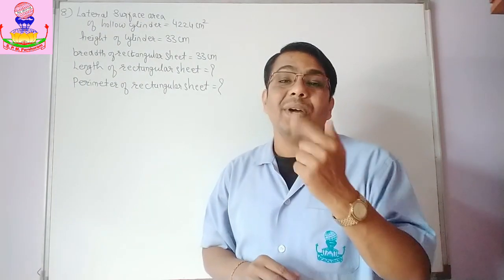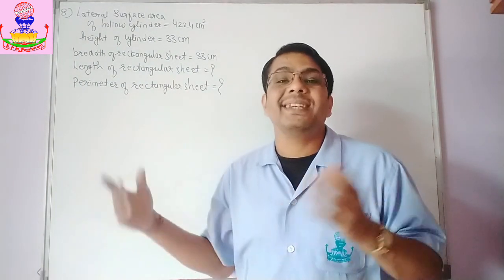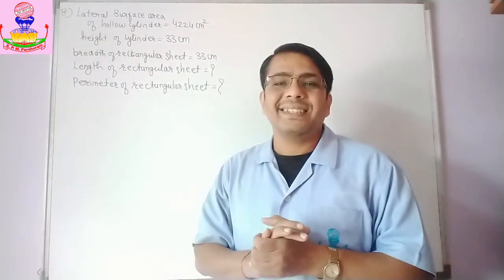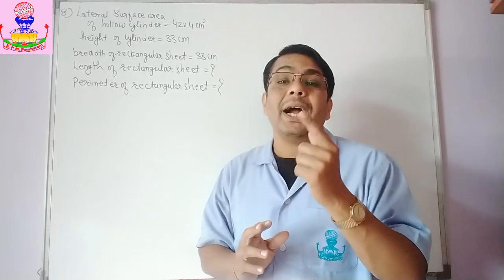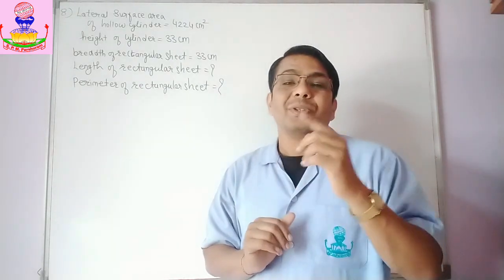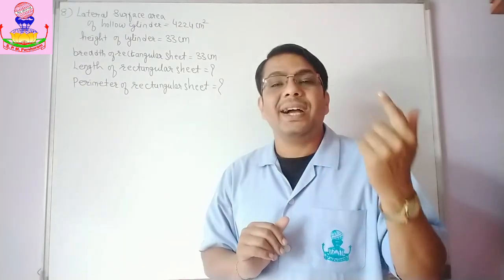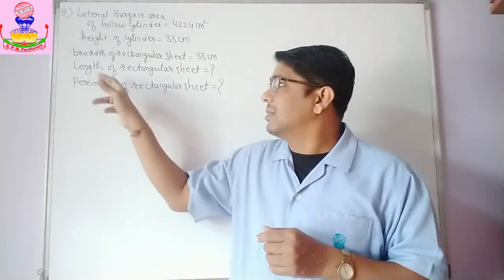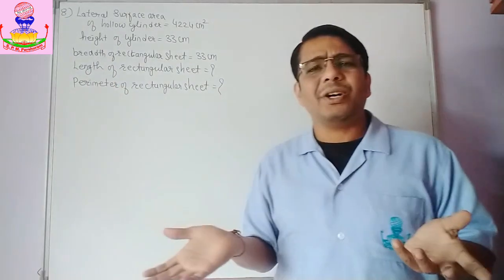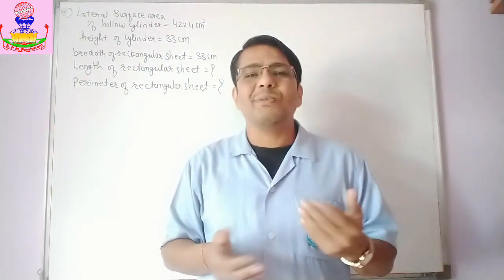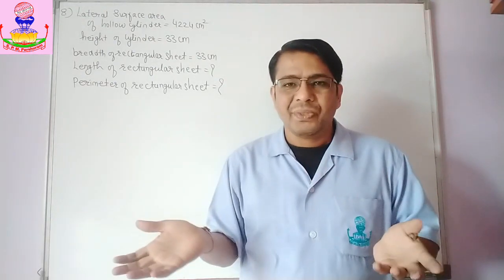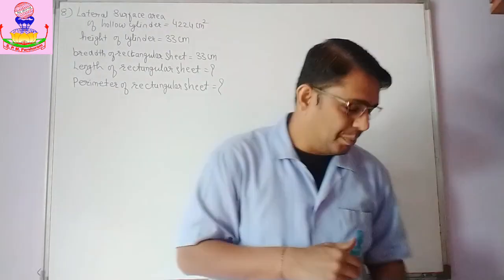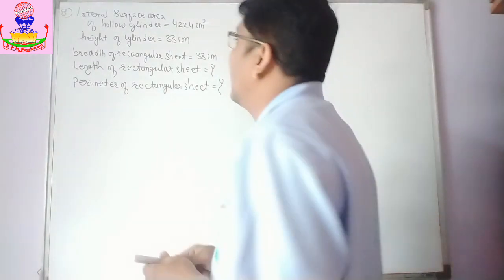I know the lateral surface area. I know the value of pi. Can I get the value of r? Yes, I can. From that I can find the length of the rectangular sheet, that is, L is equal to 2 pi r. So I know the radius, I know the value of pi, I can get the length of the rectangular sheet. And once I know the length, I can find the perimeter of the rectangular sheet. It is 2 into bracket L plus B. So that is what the plan is. Okay, so let us solve the example as per the plan.